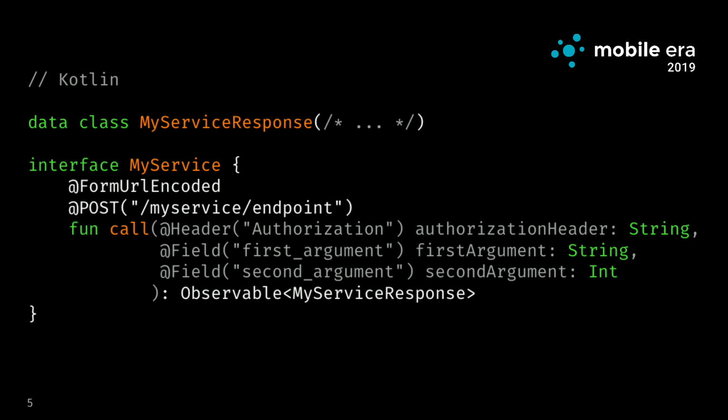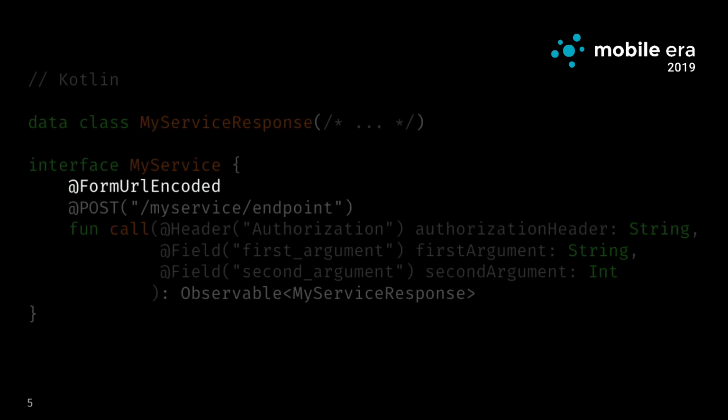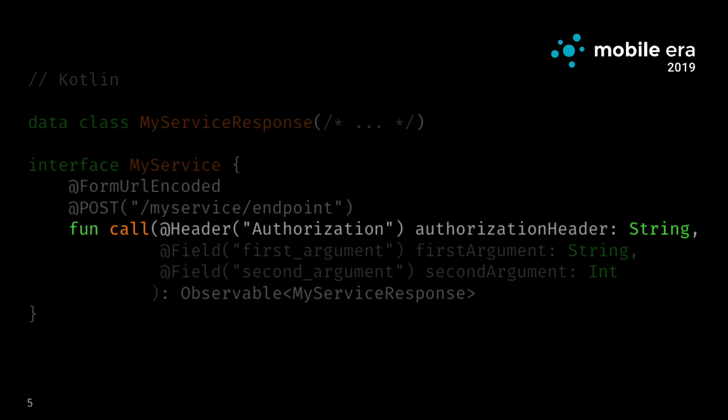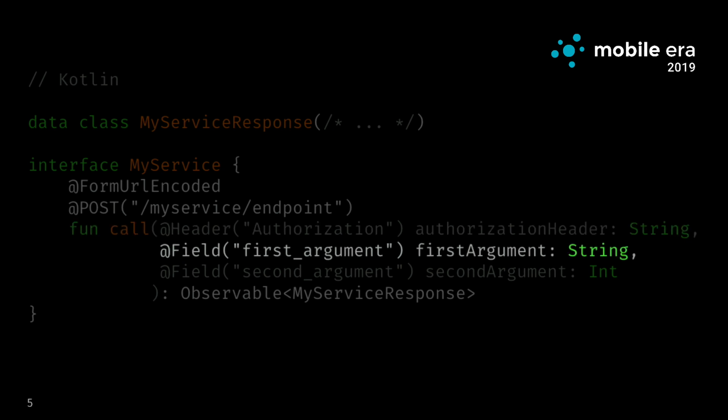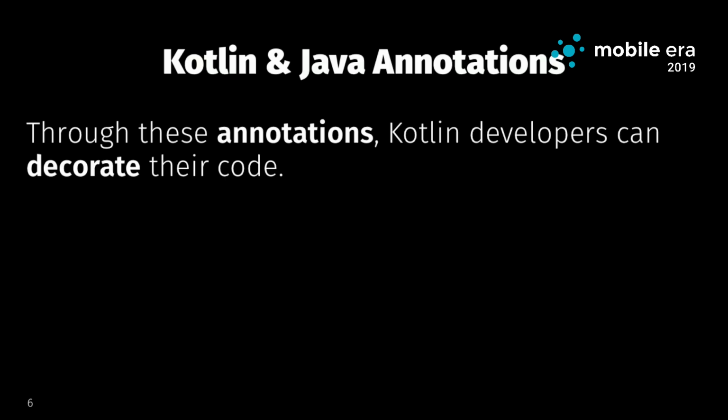And we can see that there are all these little annotations around the function. We can see an annotation that says, okay, it needs to be a form that is URL encoded. There is another annotation that says, okay, this is the path to the endpoint that we are calling. And then inside the function signature, we can see that the arguments are also annotated. There is one annotation, @Header, that says, okay, this is a header parameter, and the key for it is Authorization. Then there is a field, so it's a field of the form, and there is the name of the field that's also provided as an annotation. Same thing for a second argument.